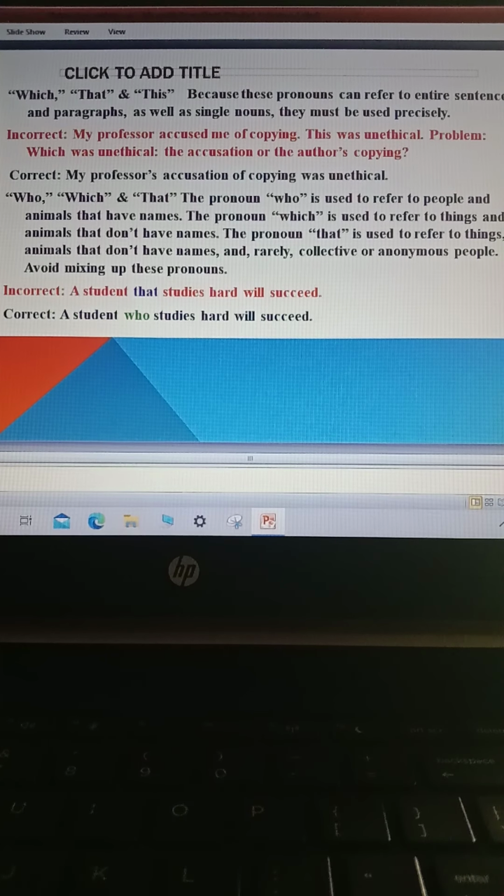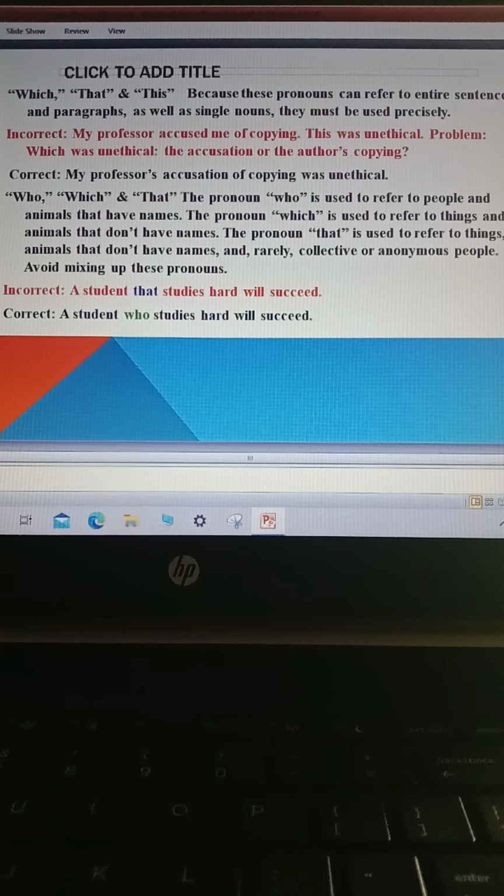Here, please see it. Correct answer: my professor's accusation of copying was unethical. Here this means the professor's accusation. We see there are some other rules that we always use for pronoun references, and these also are pronouns. The pronoun who is used to refer to people and animals that have names. That is, who means a living being or a living thing or a living legend.